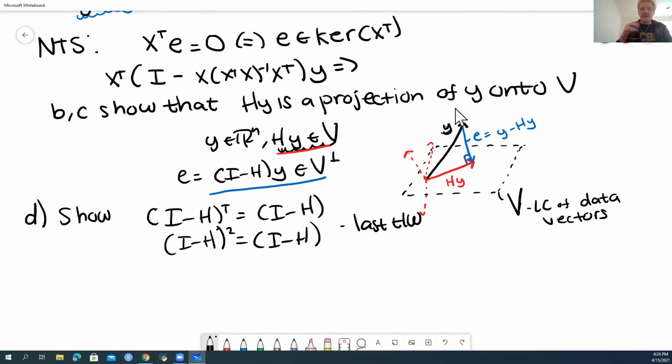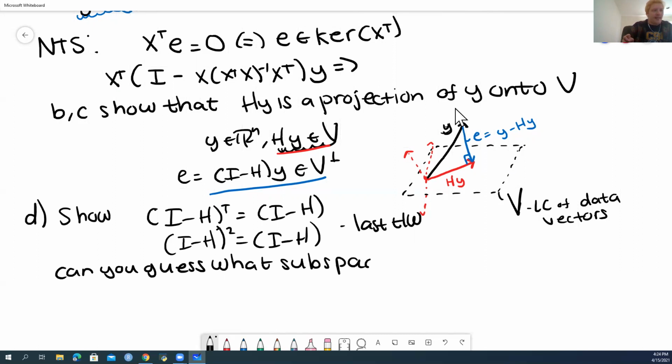The next thing it asks is, and it's weird because I'm not sure if he wants you to answer it or not, but it says, can you guess what subspace I minus H projects vectors onto?